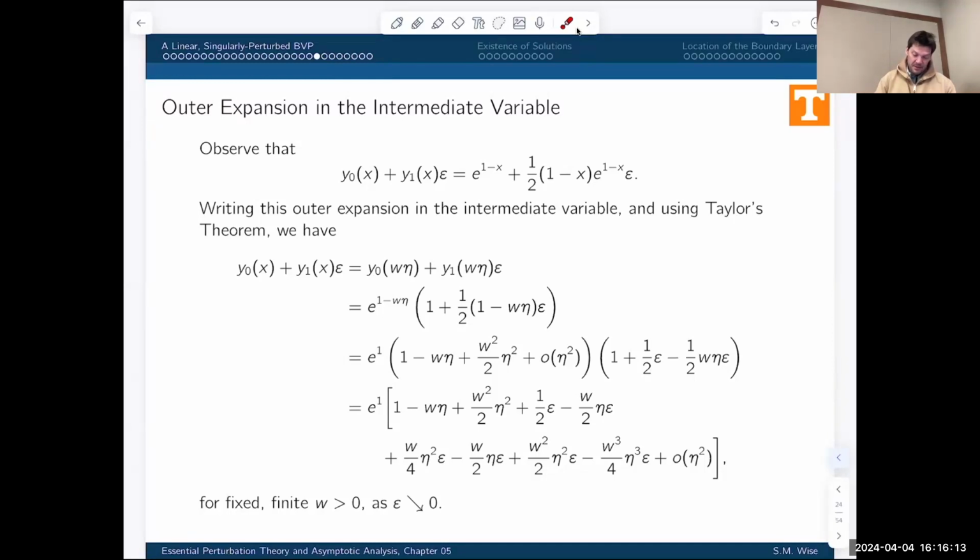Well, the reason is because this is a Taylor series. This is the beginning of a Taylor series expansion. In fact, I can write it as a Taylor polynomial plus an exact remainder, right? So why is this term, this is something I wanted to highlight, why is this term little o of eta squared?